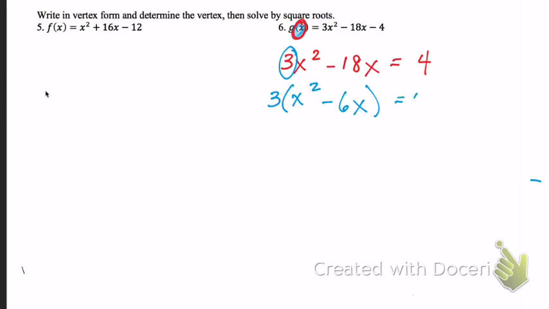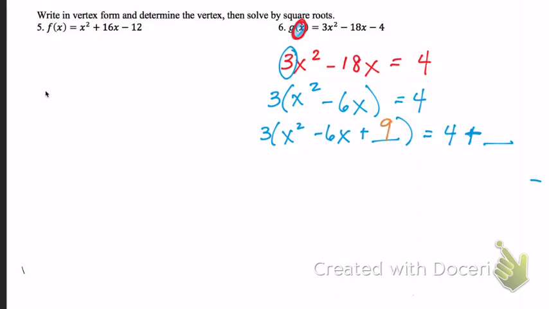equals 4. Now I could turn this into one step and write my little blank, but I'm just going to show it as 2. So plus blank equals 4 plus blank. Now I'm going to take my a value, my b value, I'm going to half it, and then I'm going to square it. So what number goes in the blank on the left?